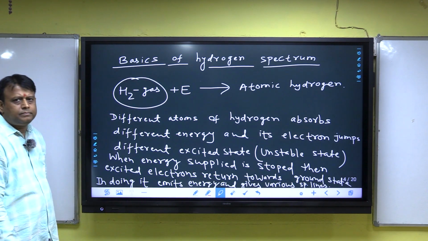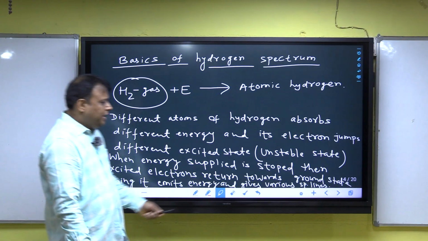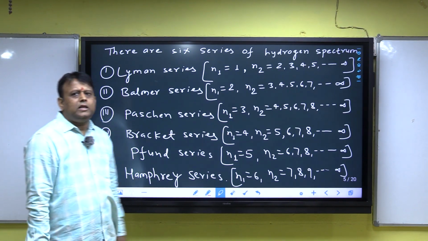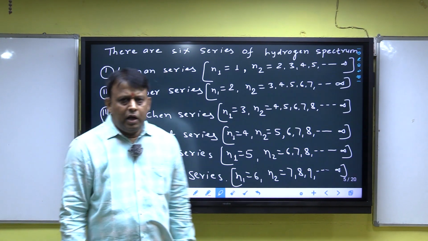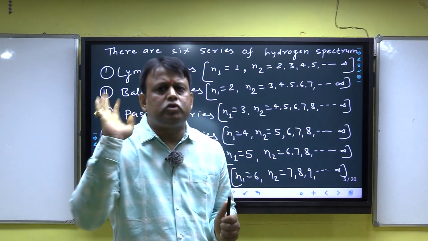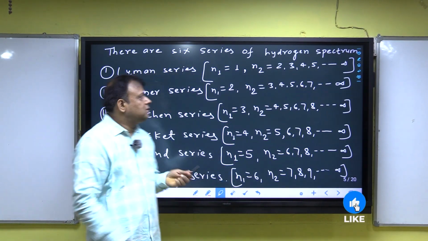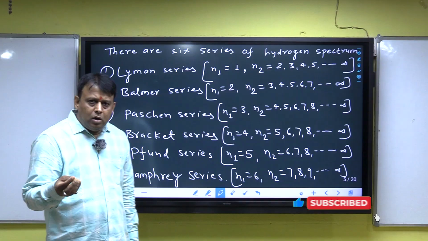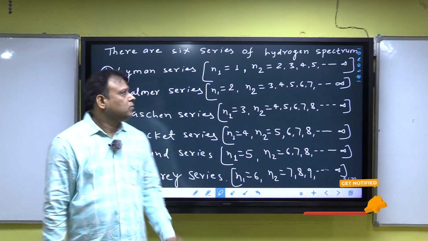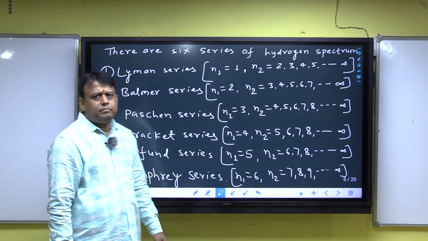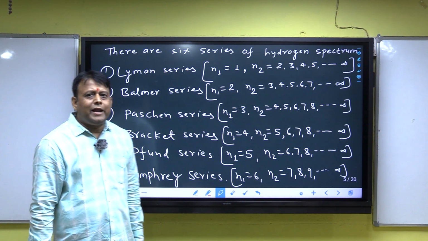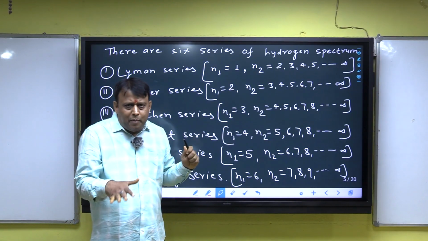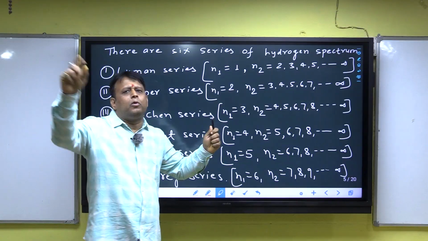Next, write down. There are 6 series of hydrogen spectrum. Listen carefully for objective questions. There are 6 series. Number 1, Lyman series. For Lyman series, N1 is always 1. If the question arises in your mind what is N1, I will discuss it in the next section. N1 is 1, the lower orbit number, and N2 is 2, 3, 4, 5.